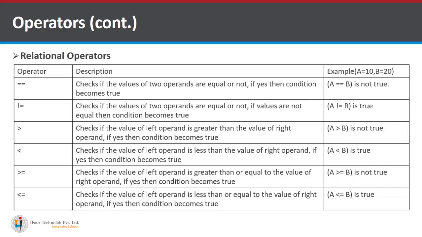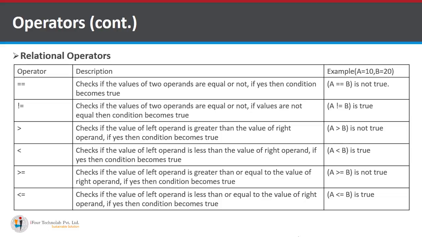Next is less than, which checks if the value of the left operand is less than the value of the right operand. If we compare a is less than b, then 10 is less than 20, so it will become true. Next is greater than or equal to, which checks if the left operand is greater than or equal to the value of the right operand. If yes, then the condition becomes true. If a is greater than or equal to b, then it means 10 is greater than or equal to 20. So 10 is not greater than 20 and 10 is not equal to 20. So it will return false.